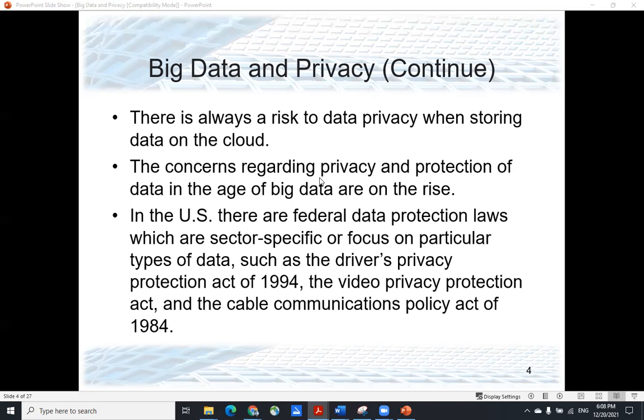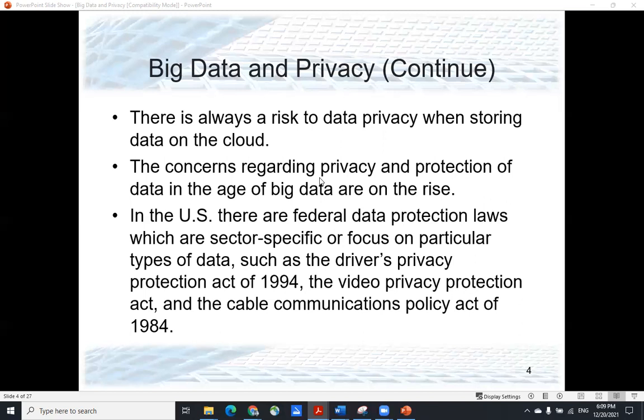And there is always a risk to data privacy when storing data on the cloud. So what does that mean? When you store all your files locally on your computer, you pretty much have some kind of control over who has access to that data. But when you do it on the cloud, there are other means of keeping that private too, but you're also storing it on somebody else's equipment, somebody else's server, like Google and Microsoft and so on, right?